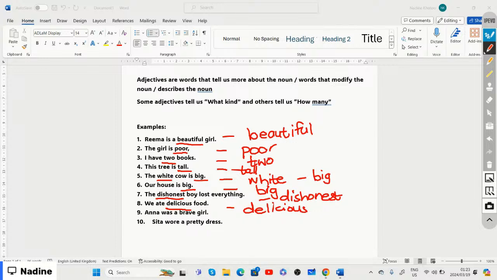So it basically just tells us what kind. It does not tell us how many. It doesn't tell us how many girls there are. It just says that Anna was a brave girl. So which means that our adjective, which tells us more about the girl, which tells us more about Anna, for example, is brave.